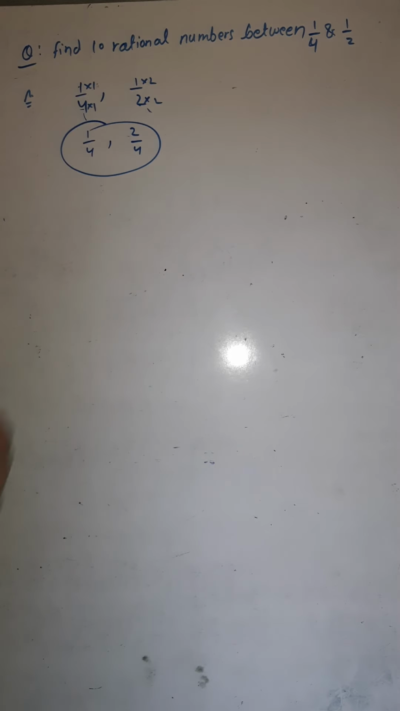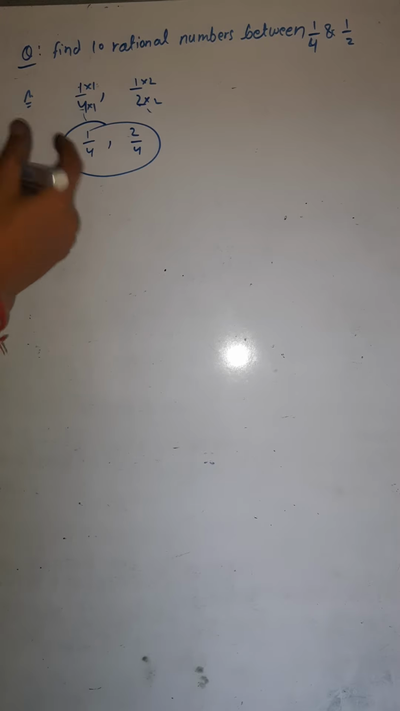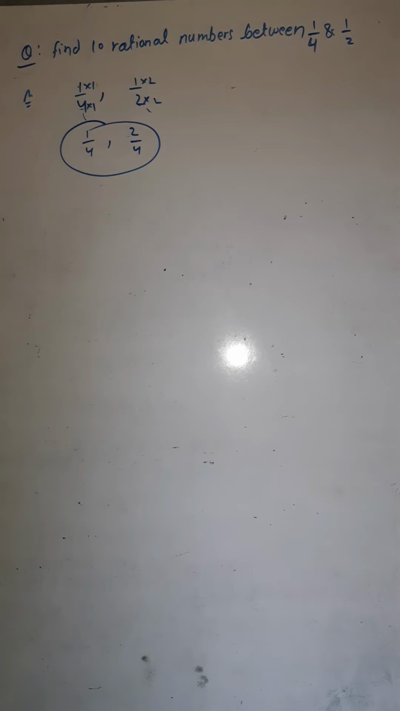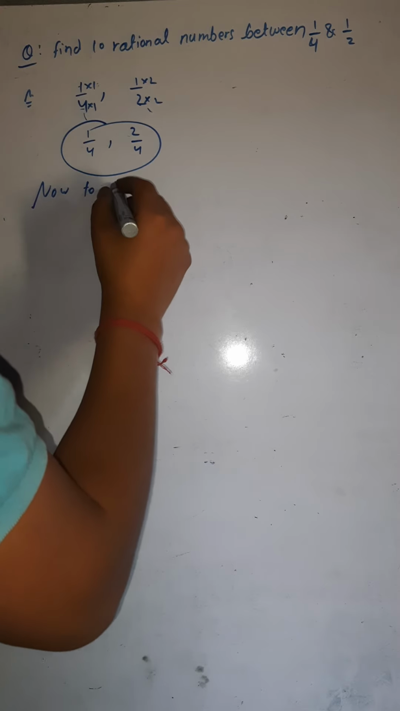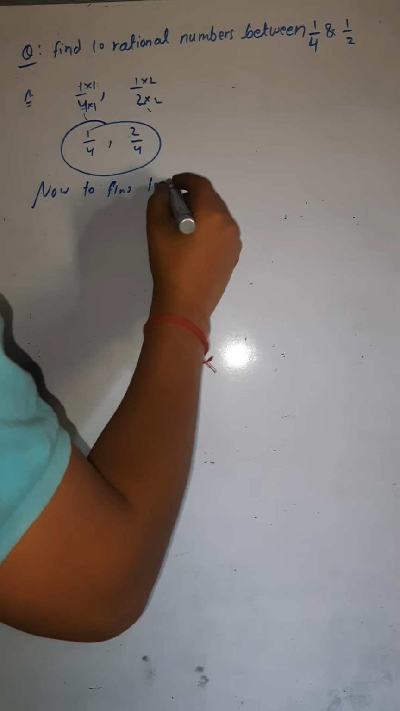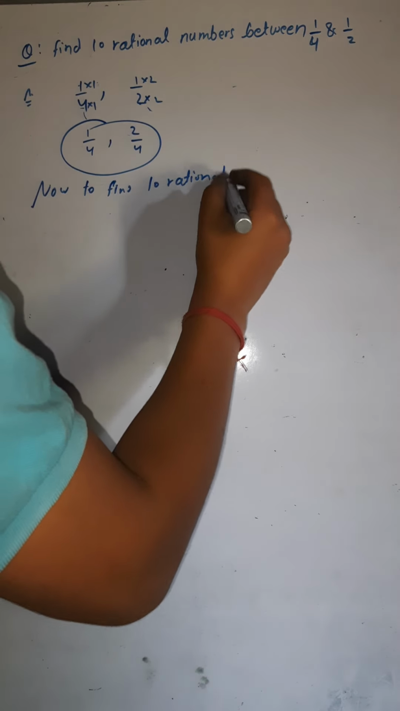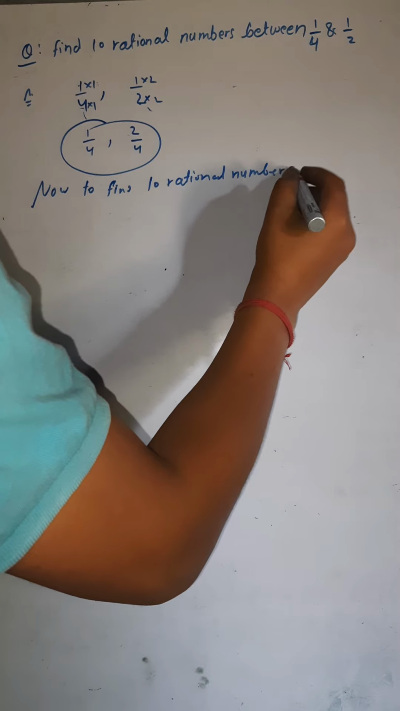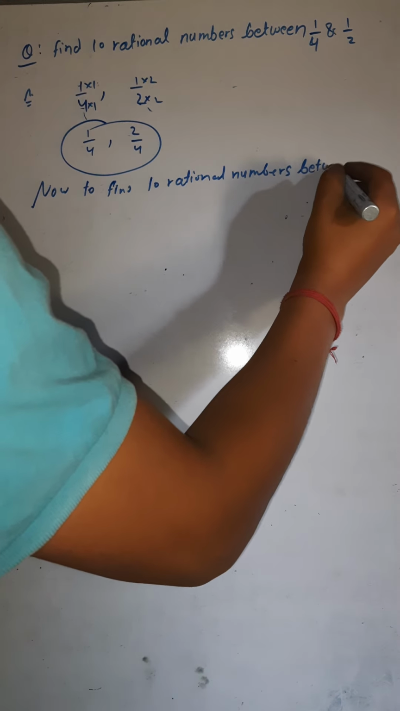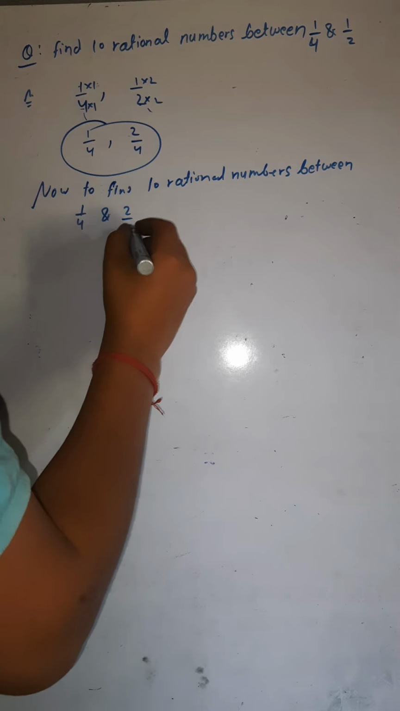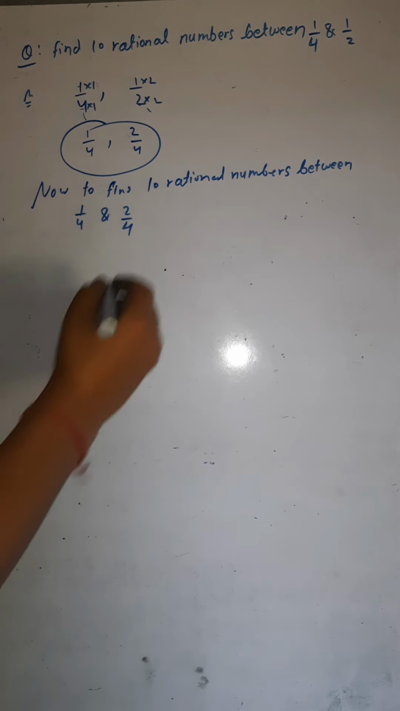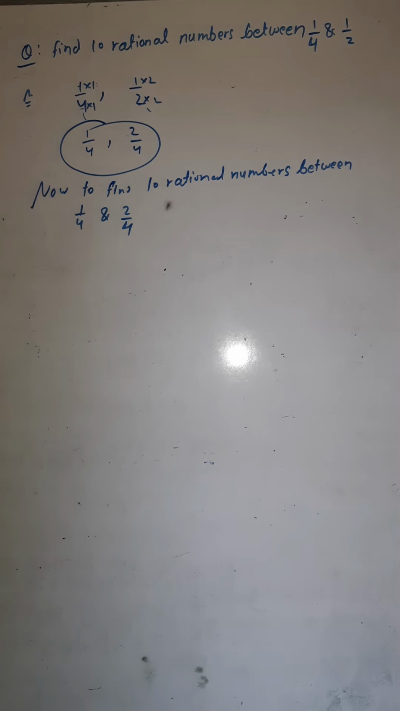Now I have both the same denominators here. Okay, now I would be finding out 10 rational numbers between this and this. So right here, now to find 10 rational numbers between 1 by 4 and 2 by 4. I have to find out 10 rational numbers between 1 by 4 and 2 by 4. How to find out? I have a second method for this.